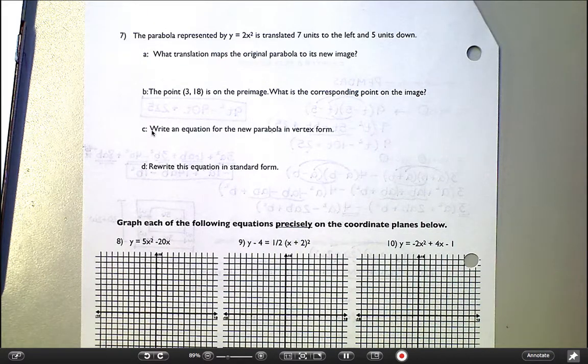This is the second page of the Chapter 6 test review for Algebra 1A. Okay, picking up here with number 7.